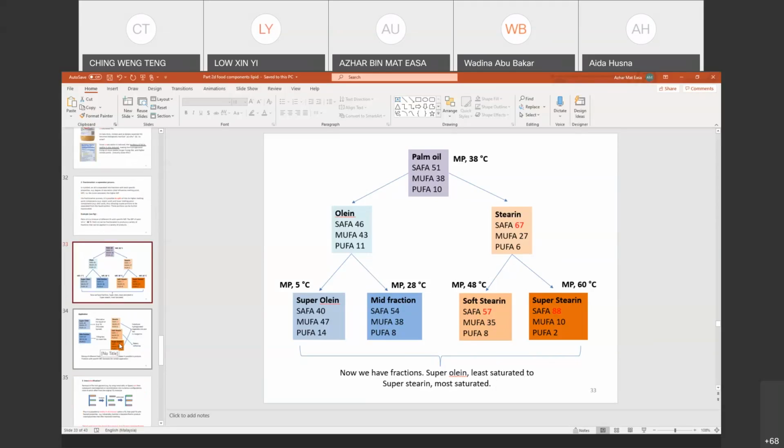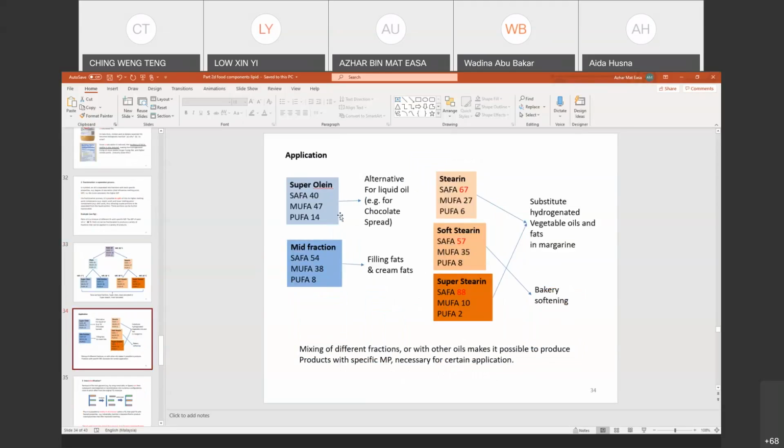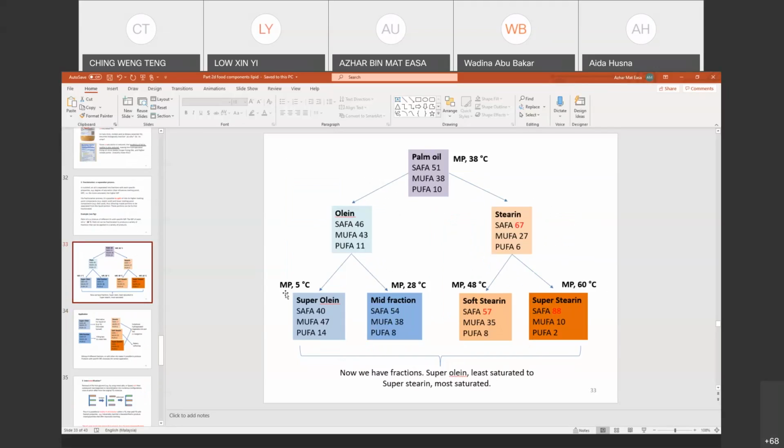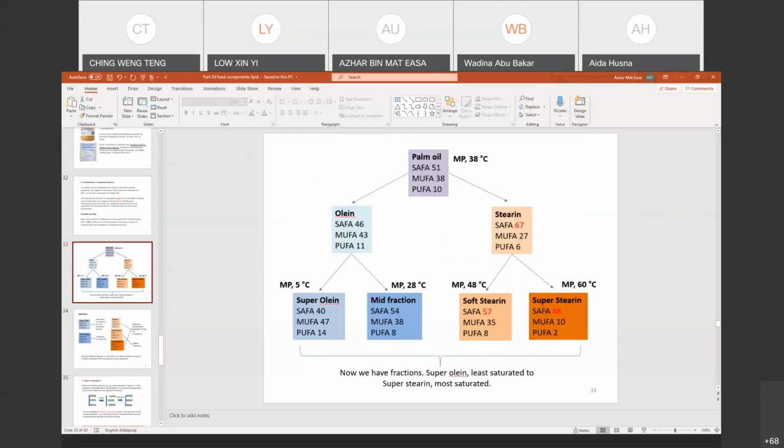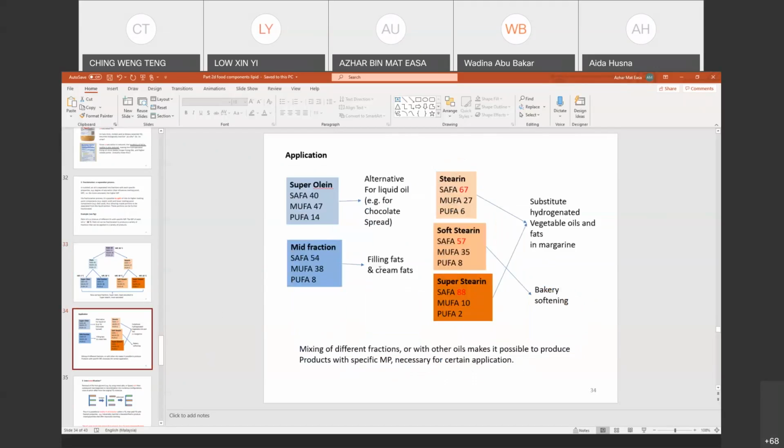Of course, the process is very complicated. You're going to learn it in one very specific course on palm oil. So the application is, for instance, super olein. Recall super olein is here, 5 degrees C melting point. The super olein can be an alternative for liquid oil or for making chocolate spread. For mid fraction, recall mid fraction is here, melting point 28 degrees C. It can become filling fat or cream fat. You can put it on bread.